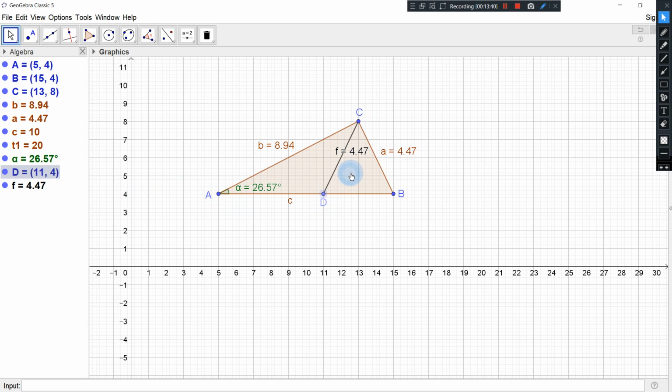ACD. You will notice that they have the same lengths, 8.94, 4.47, and this angle. Then you look at ADC. Same thing, 8.94, 4.47, 26.57 degrees. So in this situation, by following the given measurements, we can form two triangles, right? So this we call the ambiguous case. And you try to observe the relationship between the angles.